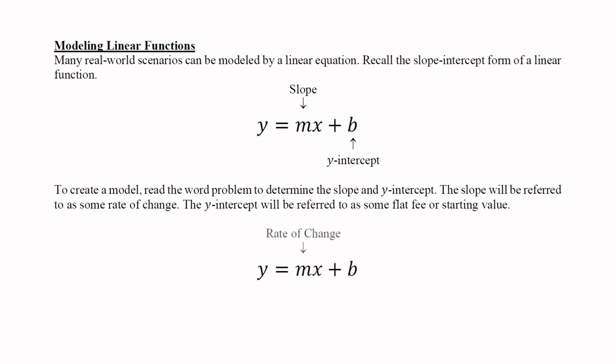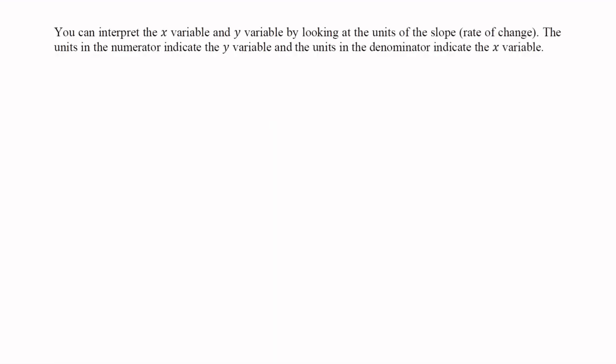So our slope m is going to be some sort of rate of change, and our y-intercept will be either a flat fee or starting value, depending on the type of situation that you're encountering. You can interpret the x variable and the y variable by looking at the units of the slope, or the rate of change. The units in the numerator indicate the y variable, and the units in the denominator indicate the x variable, because we have rise over run, change in y over change in x.